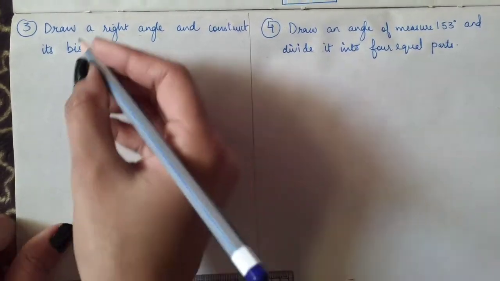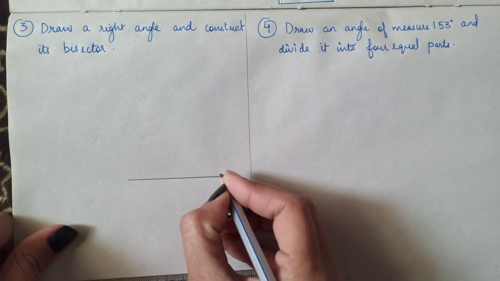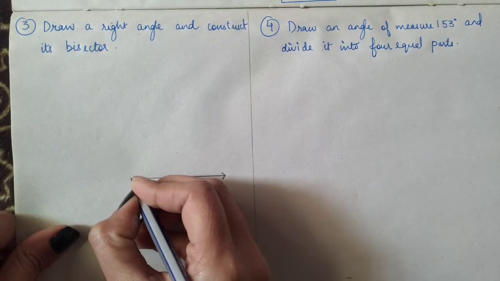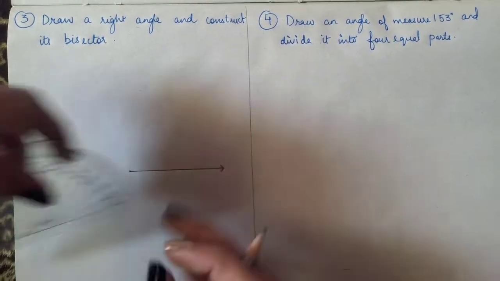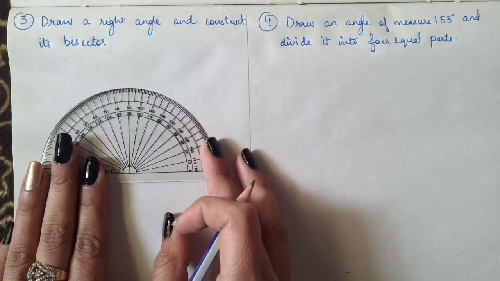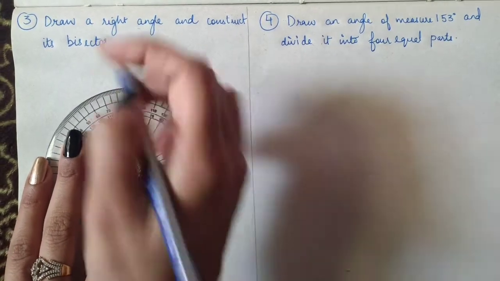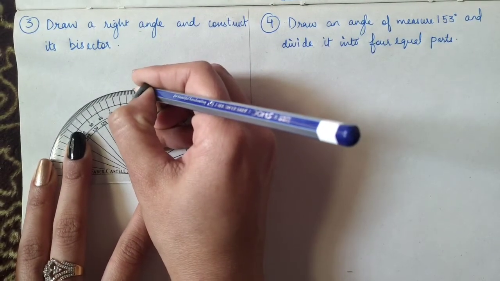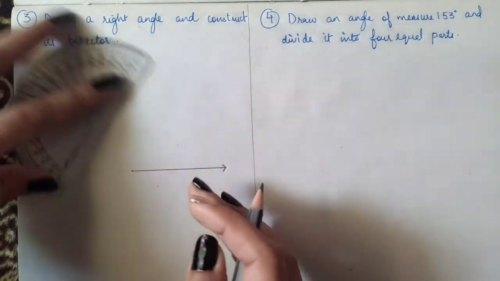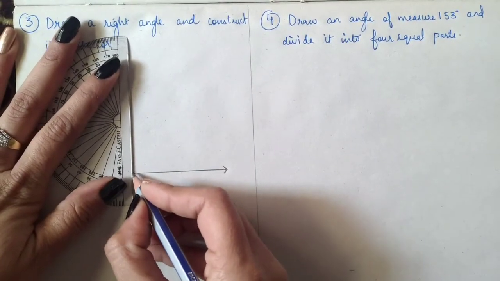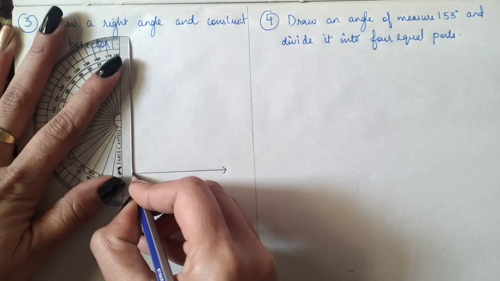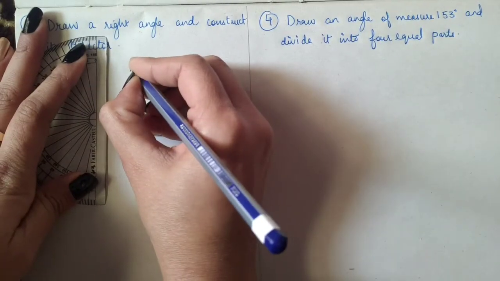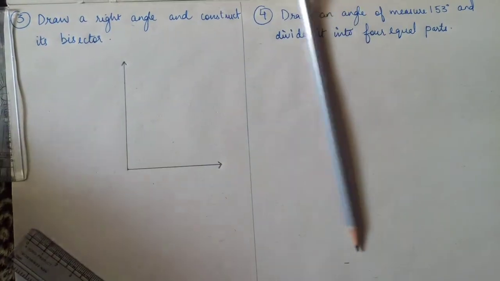For drawing an angle of measure 90 degrees, first we'll have to have one ray and the midpoint or the vertex, and we'll use a protractor since it's written here, draw. So that's my 90 degrees straight up here. I'll join this point and this vertex carefully. Be careful. Yes, that's my 90 degrees. Now I have to bisect it. We'll repeat the same procedure.